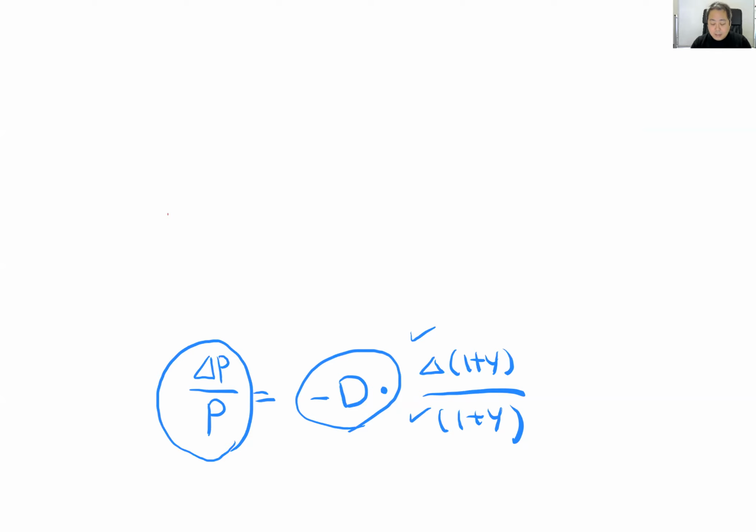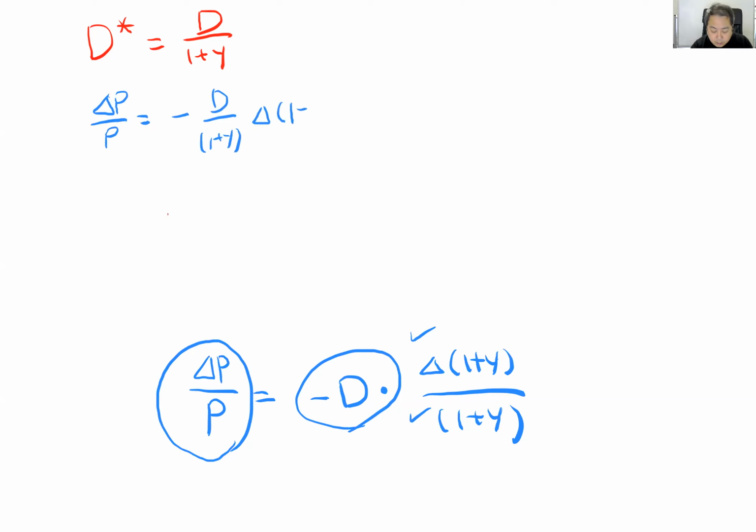So from this, let's define another measure called D star. D star equals D, the duration, divided by (1 plus y), okay? And let's plug in. From this, again, delta P divided by P equals negative D divided by (1 plus y) times delta (1 plus y).